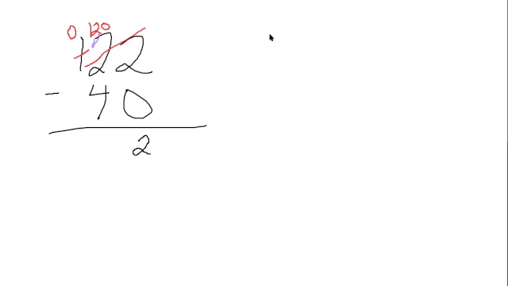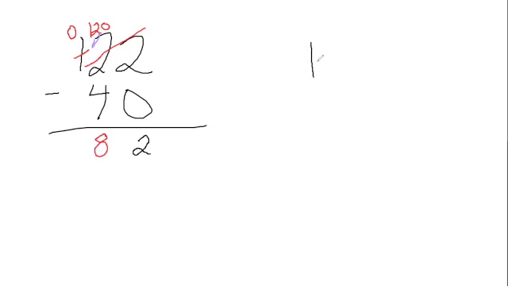Now I have 120 minus 40, which is very similar to 12 minus 4. There's just an extra 0 at the end. So 120 minus 40 is 80. And that is where Fatima got that number.